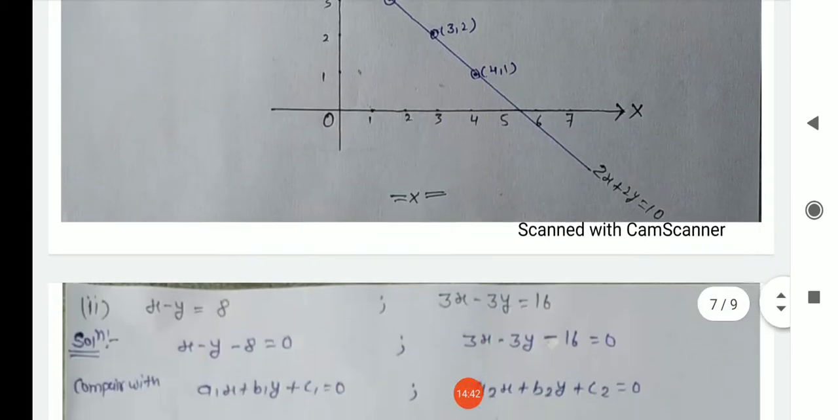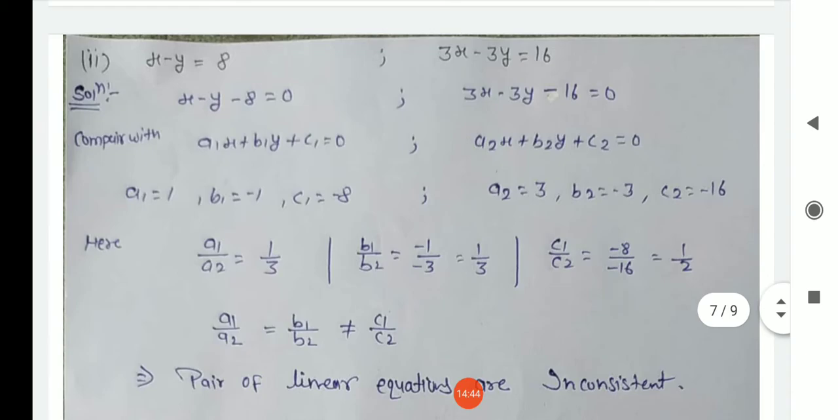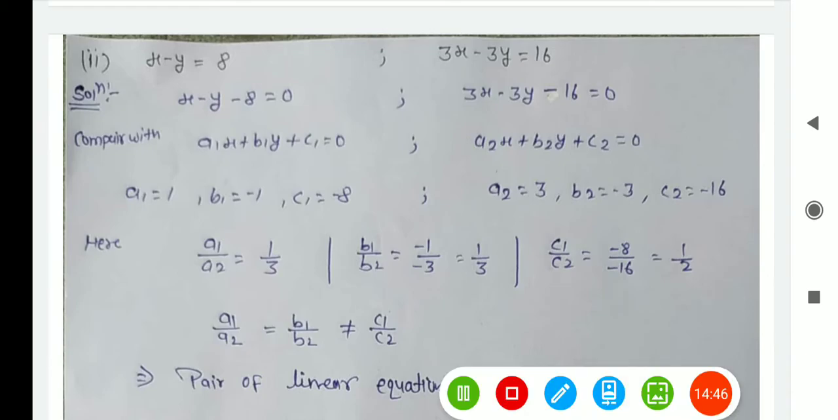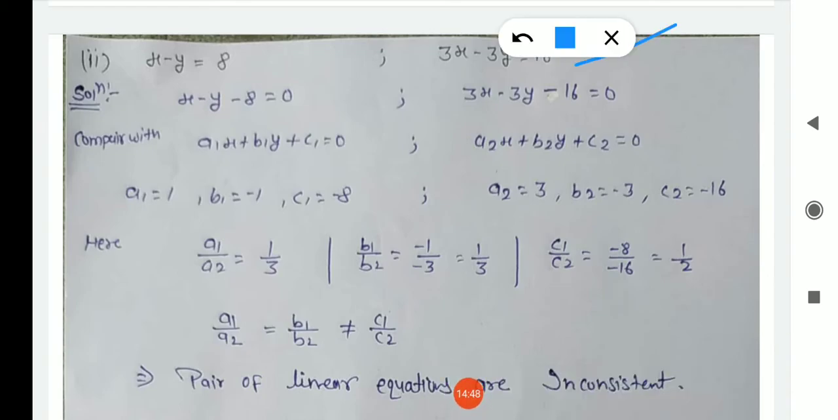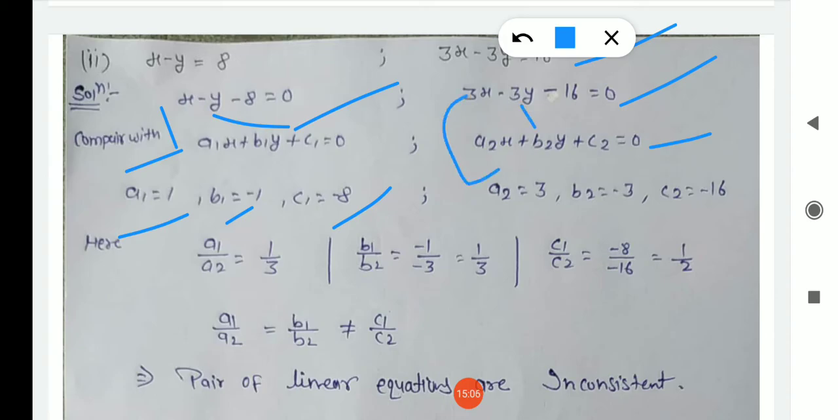Now we check second. Second is what? x minus y equal 8 and 3x minus 3y equal 16. So first we arrange in general form and compare with a1x plus b1y plus c1 equal 0 and a2x plus b2y plus c2 equal 0. So here a1 equal 1, coefficient of x is what? 1, and b1 equal minus 1 and c1 equal minus 8, a2 equal 3, b2 equal minus 3 and c2 equal minus 16.